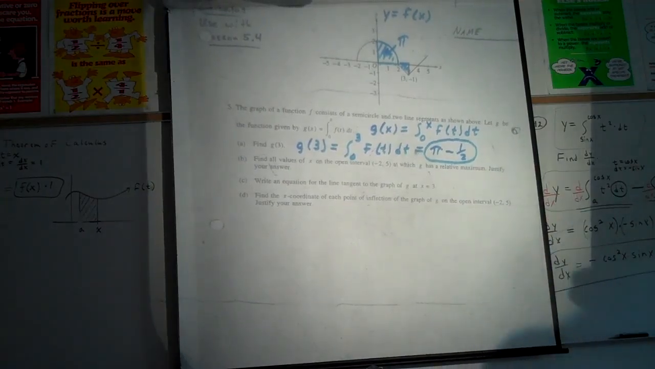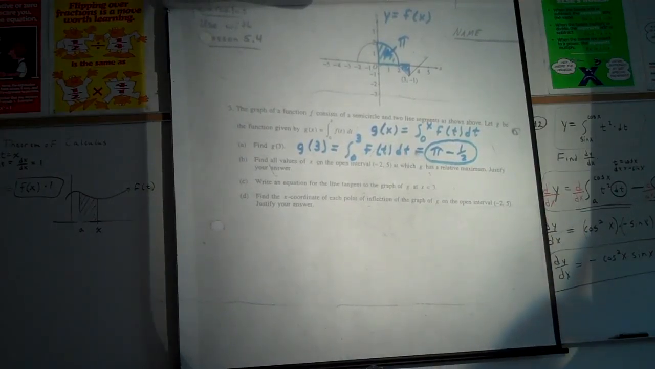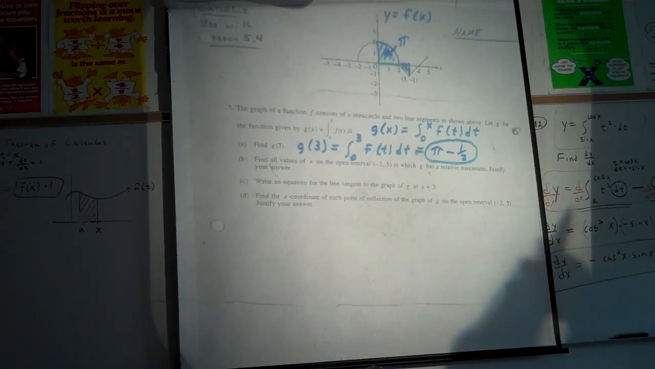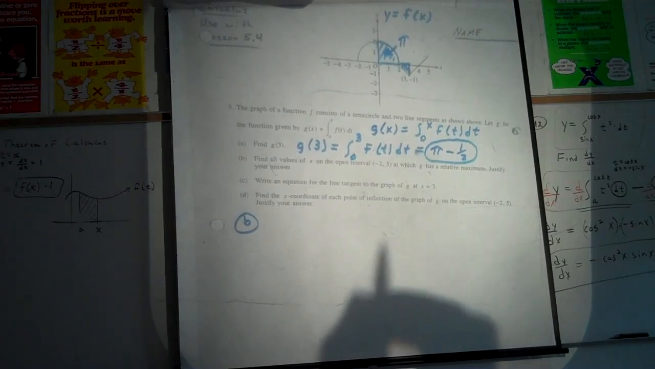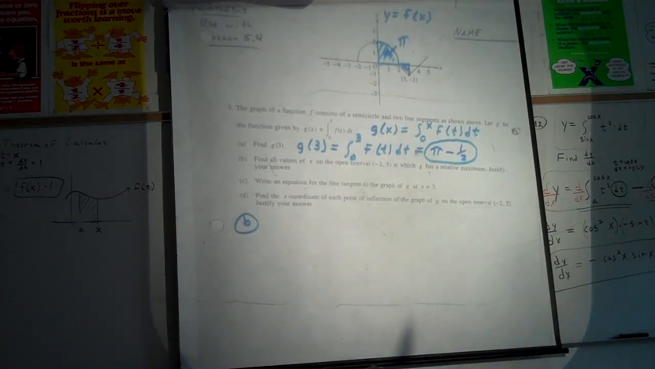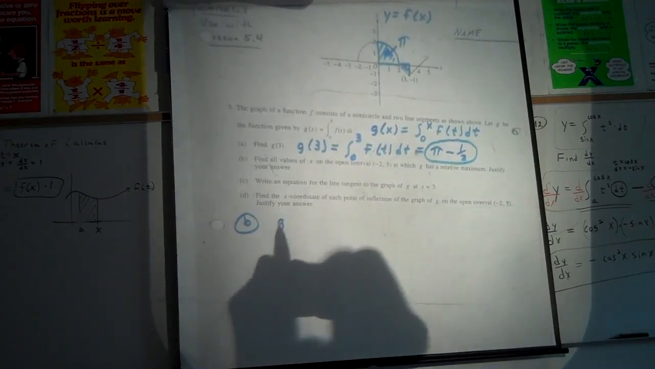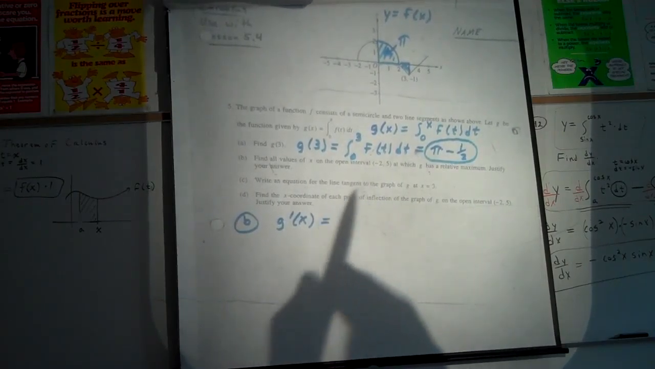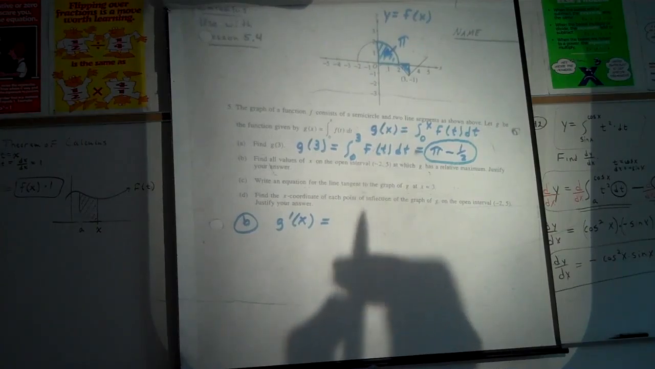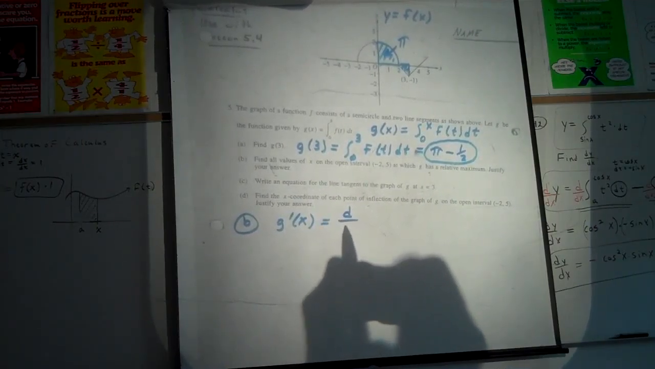Part B, find all values of x on the open interval -2 to 5 at which g has a relative maximum. Justify your answer. Okay, to do that, I'm going to do part B down here a little bit lower. Let's think about the derivative of g. Let's do g prime of x. So we'll do the derivative on the left, and I'll get g prime. The derivative on the right, I'm going to use my derivative operator. It looks like this, d over dx.